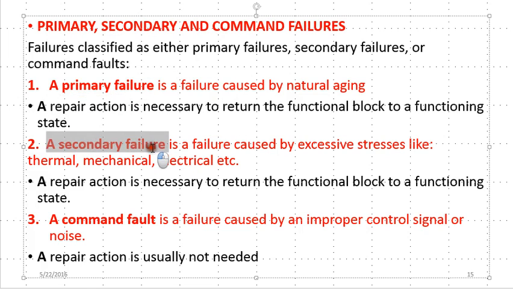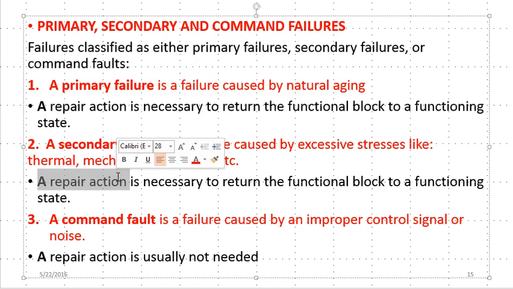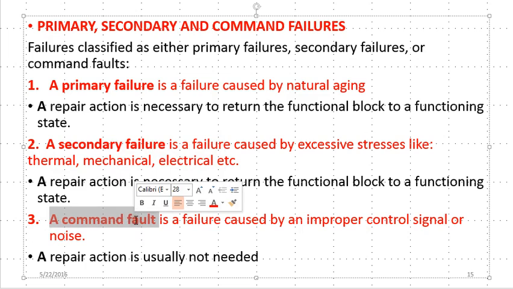The second one is called secondary failure, and it is any kind of failure that is caused by excessive stress, that is to subject it to a very high condition above what it is designed for. For instance, very high temperature, very high mechanical vibration, very high electric current or voltage. All these can cause what we call secondary failure. And this failure, whenever it happens, there is need of repair action also to bring back our item or system back to operation.